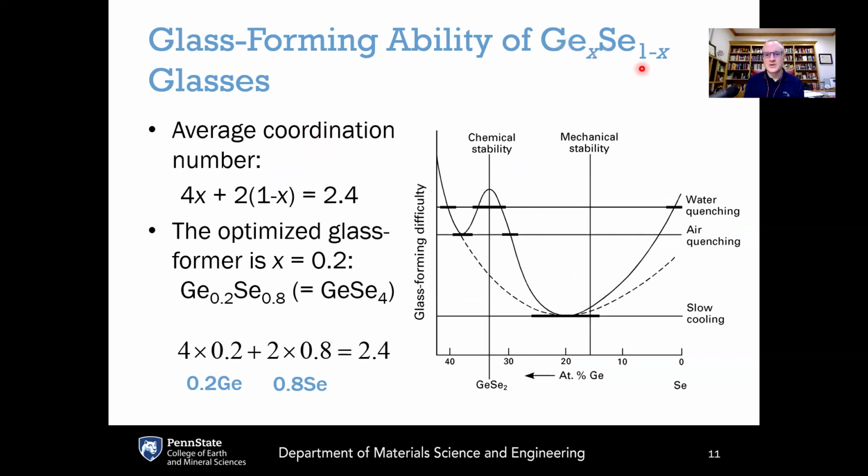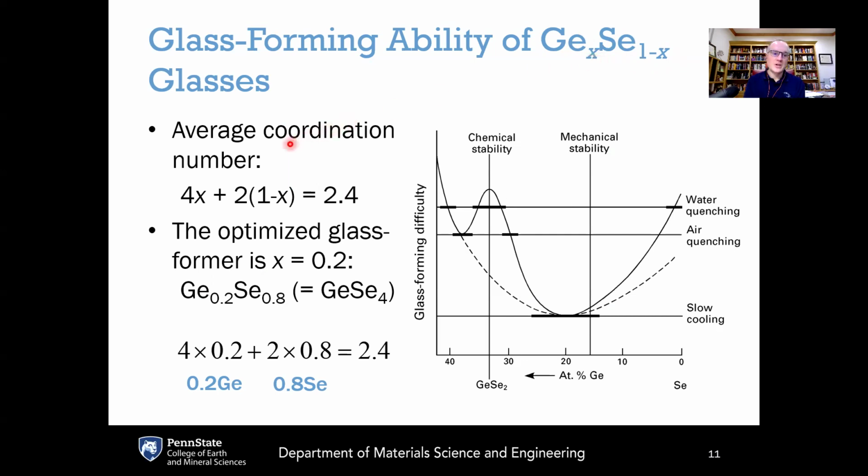So if we consider a chemical formula here of GeₓSe₁₋ₓ, x is the mole fraction of germanium and 1 minus x is the mole fraction of selenium. If you add these up, you get a total of 1, which means that we are properly normalized here. So x plus 1 minus x will give us 1.